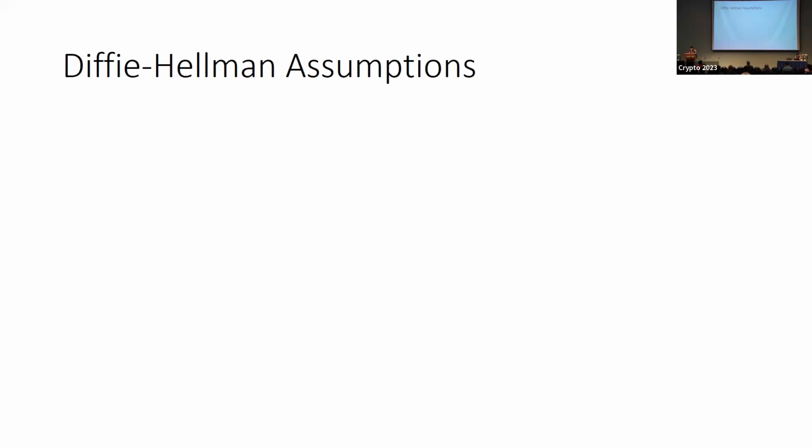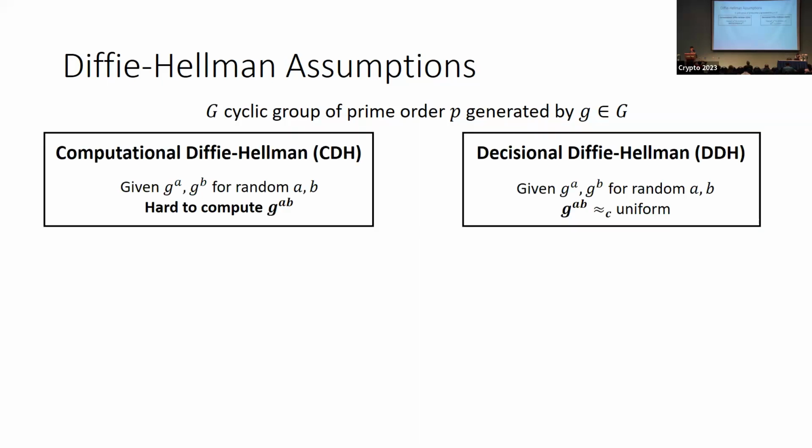The main assumptions that I will be working with are Diffie-Hellman type assumptions that are defined with respect to a cyclic group of prime order given by a generator. We have two main computational assumptions that imply public key encryption in this realm. The CDH assumption, which says that given g^a, g^b, it's hard to compute g^(ab). And the DDH assumption, which says that it's hard to decide those tuples, that is, this will look uniform to you. Just as a sanity check, this problem is harder than this problem, so assuming that this is hard is a stronger assumption than assuming that this is hard.